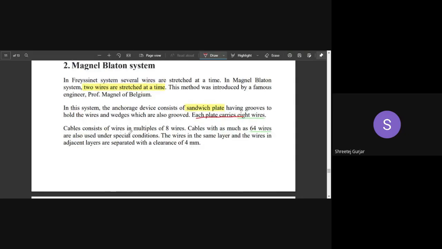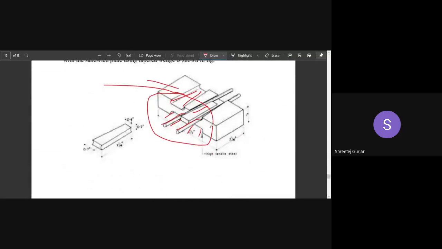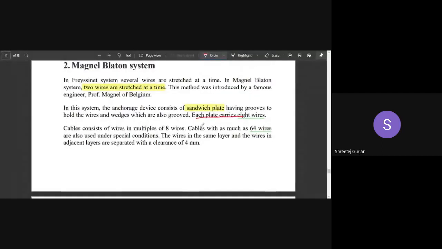Each plate carries 8 wires, remember. So the cable consists of wires in multiples of 8. You can have multiple plates going below this, one more plate beside here, and each plate has 8 wires. You can go up to 84 wires that you can hold in place by using this method, remember this. Each of the adjacent layers, these plates, are separated by a clearance of 4 mm, remember this.